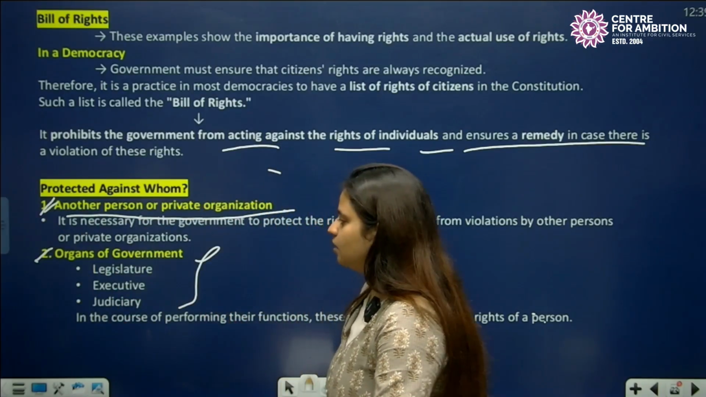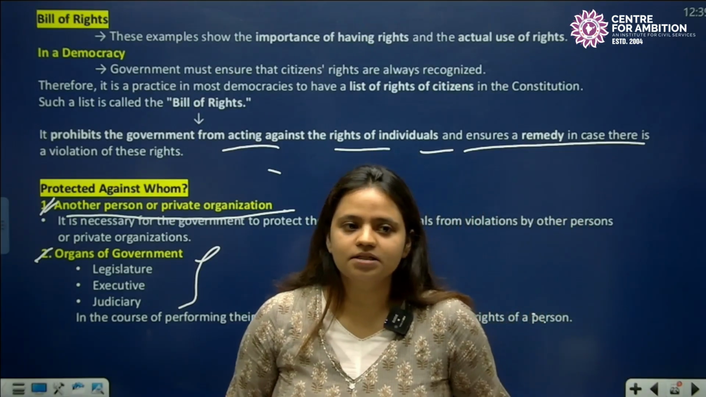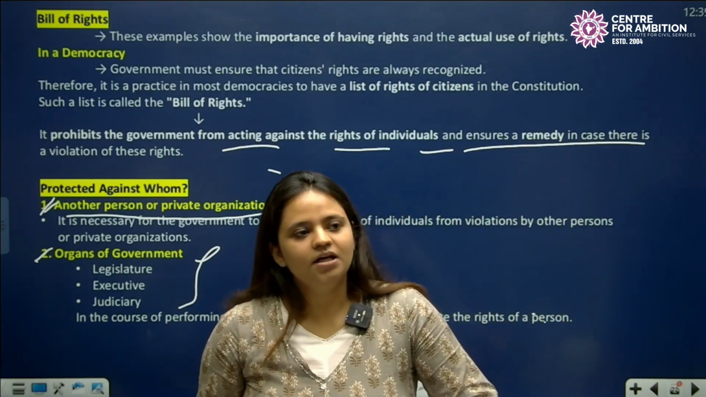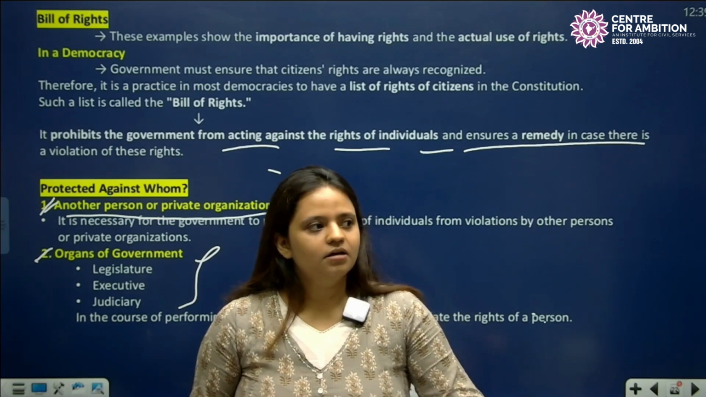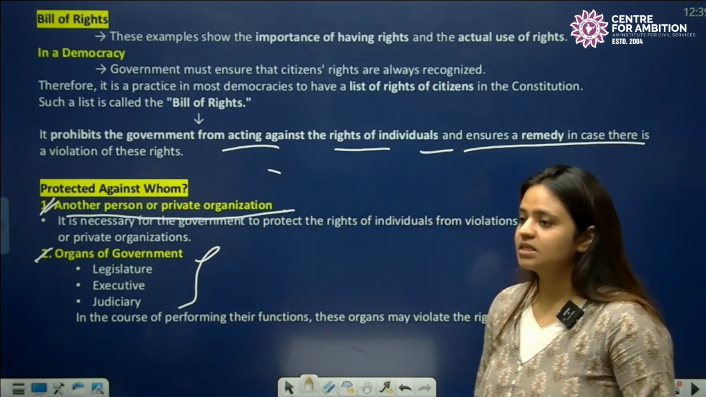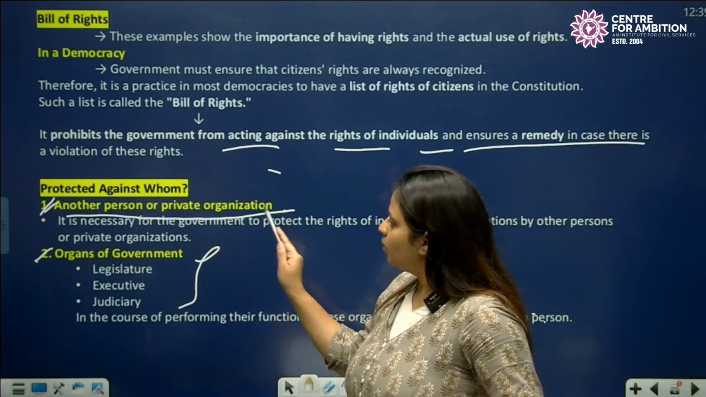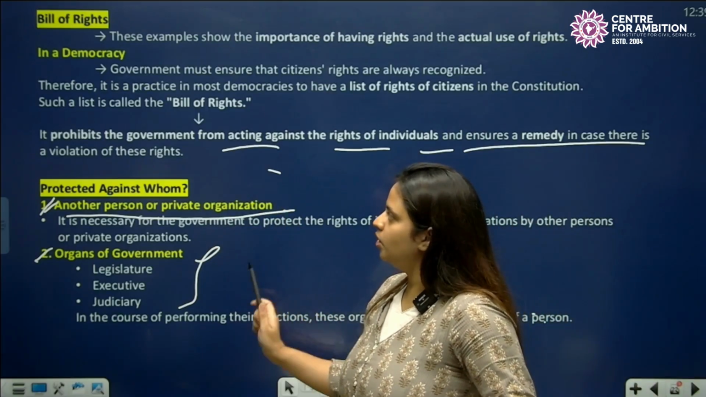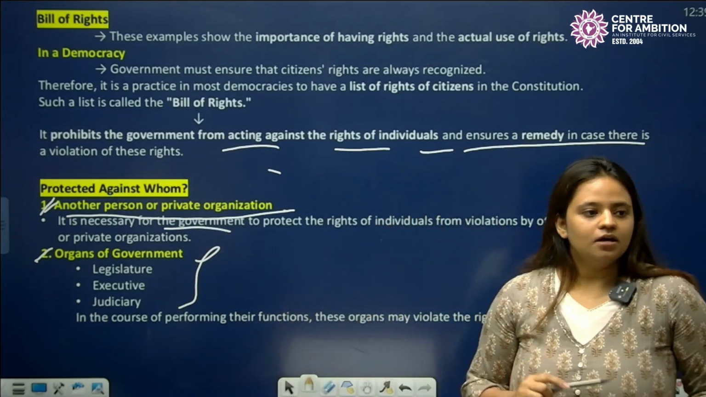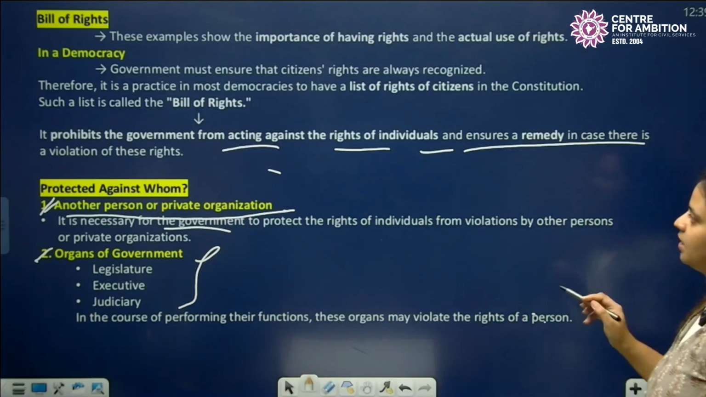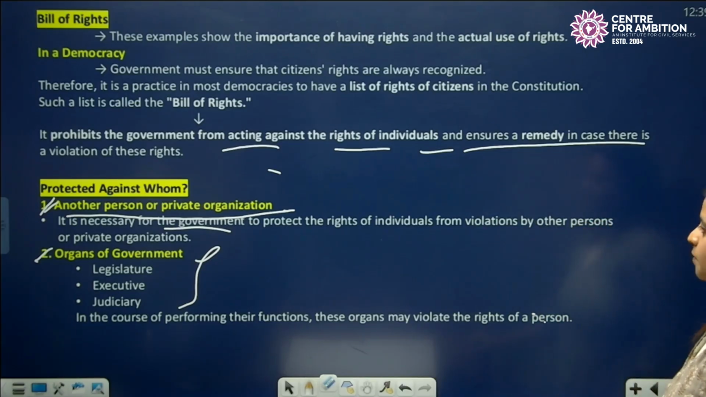So these are the organs of the government: legislature, executive and judiciary. In the practice of functioning their duties, they might violate your rights. So the constitution protects from these kinds of violations. Okay, another person or private organization might violate our rights. So the government is necessary, so that it interferes and makes sure that a person who is violated gets a remedy. So these are the instances where the rights have to be protected.